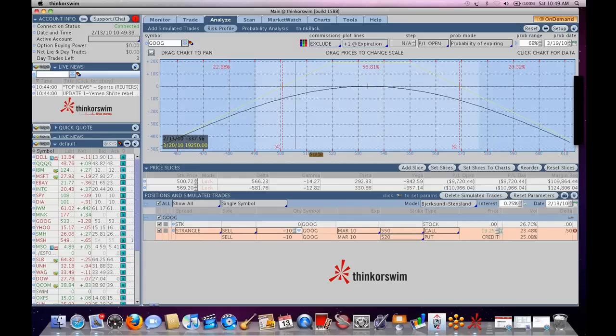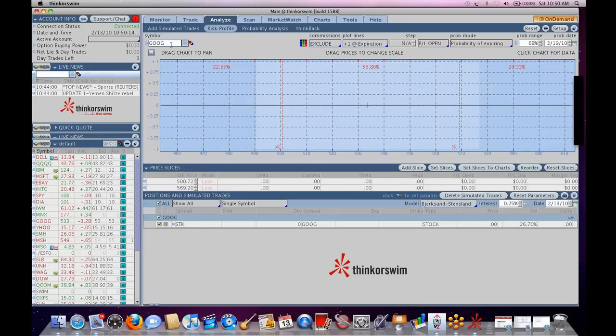Now I can see that between my break-even points for this trade, which are around 501 and, I don't know, 569 or so, there is a 56% probability that Google is going to stay in between those break-even points by March expiration. There's a 20% chance it's going to be higher, 22% chance that it's going to be lower. All right? Let's do that again. Let's do it with a different trade.